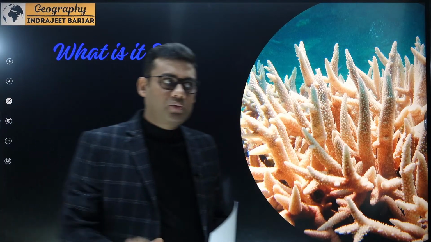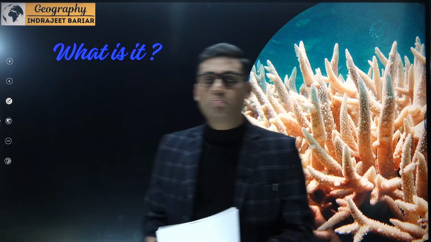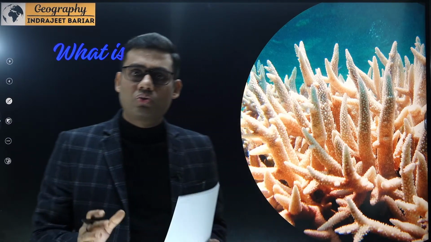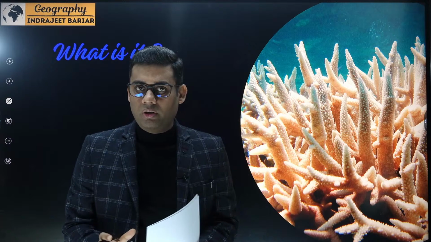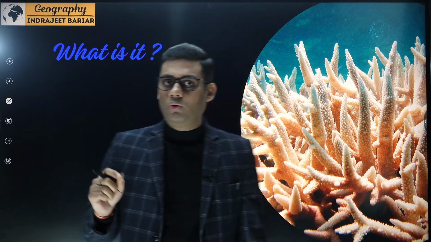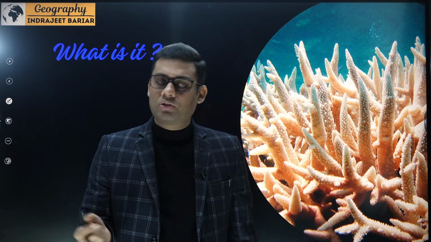What is it precisely? As we know, corals have a symbiotic relationship with the algae, that is zooxanthellae. And corals require certain conditions to be very specifically fulfilled for them to survive. Whenever corals are under stress, they expel zooxanthellae from their body. Expelling zooxanthellae, the corals are going to lose their color, because the color is due to the zooxanthellae algae only.